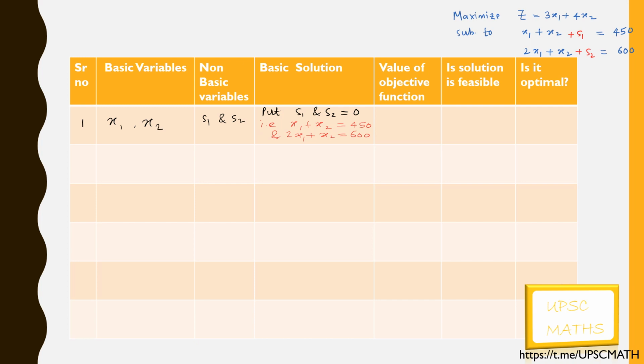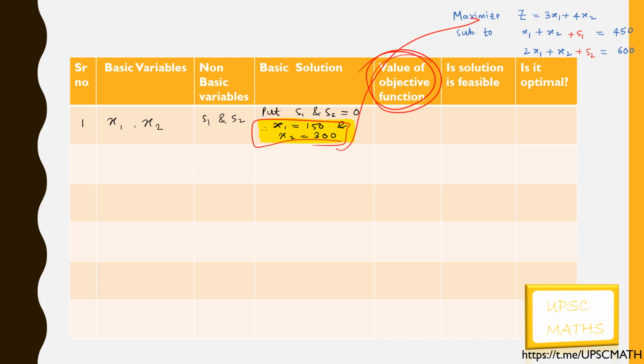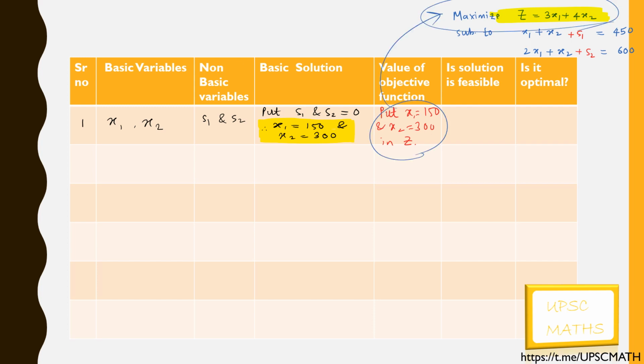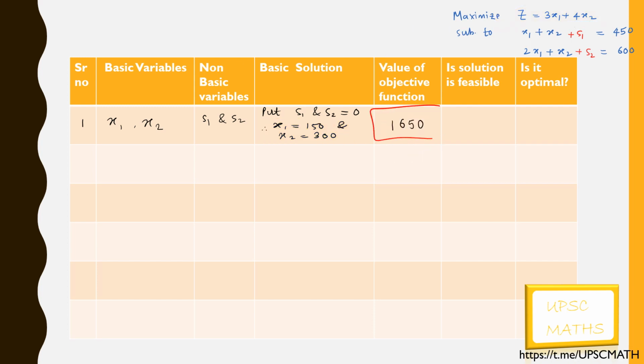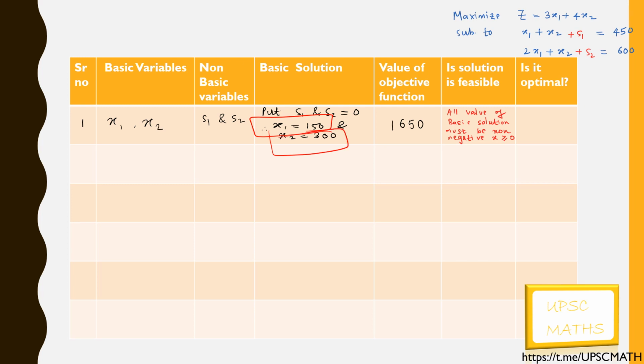When we solve these two equations, we get the value of x1 and x2 as 150 and 300. Now we have to calculate the value of objective function at x1 equal to 150 and x2 equal to 300. So we get z is equal to 1650. Since the value of x1 and x2 both are positive and hence the solution is feasible.